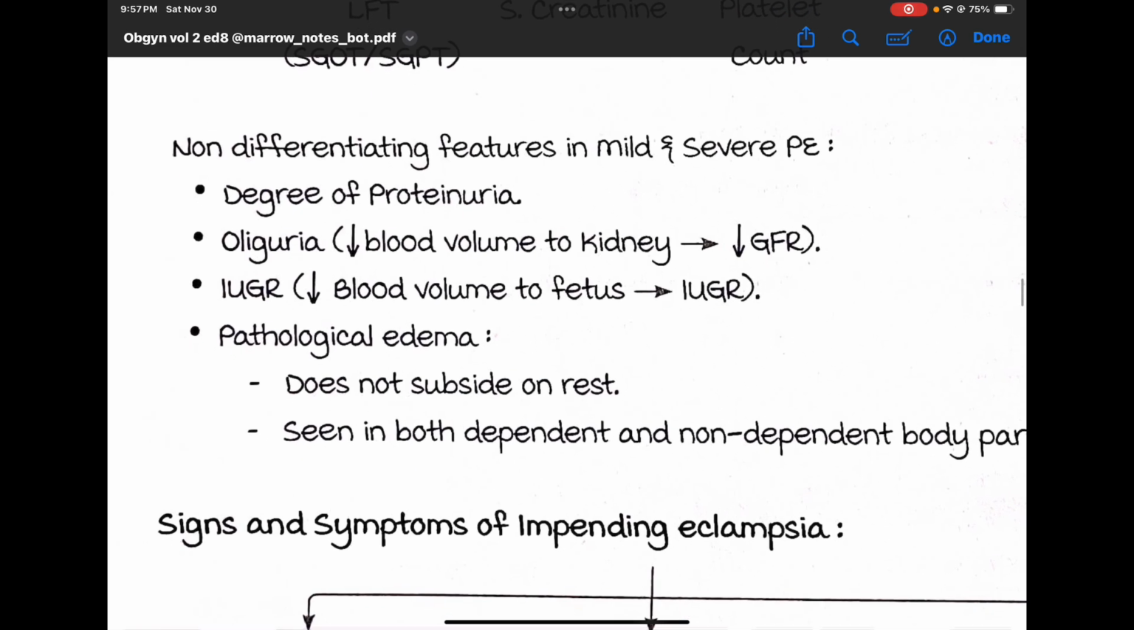Non-differentiating features in mild and severe preeclampsia: degree of proteinuria, oliguria, decreased blood volume to the kidney, decreased GFR, intrauterine growth retardation, decreased blood volume to the fetus, IUGR.